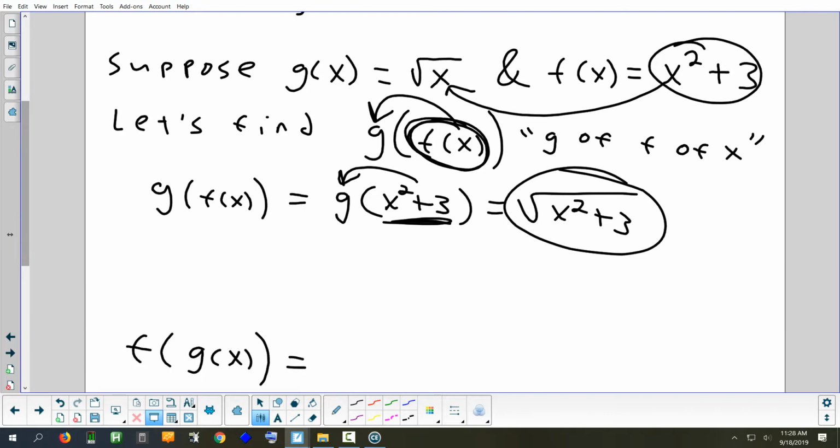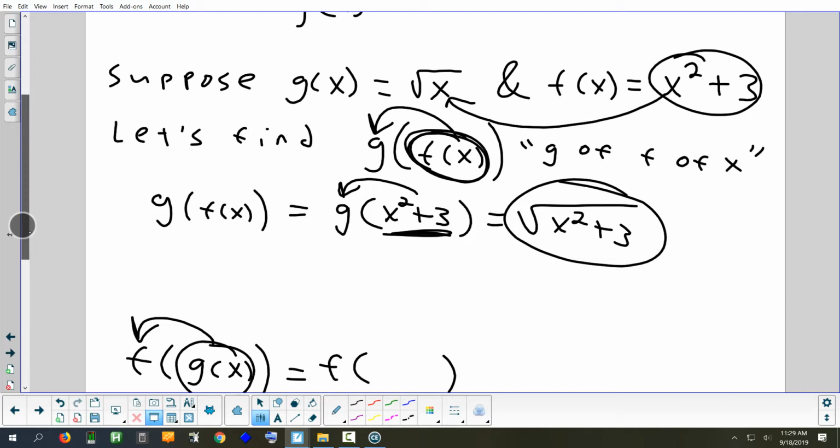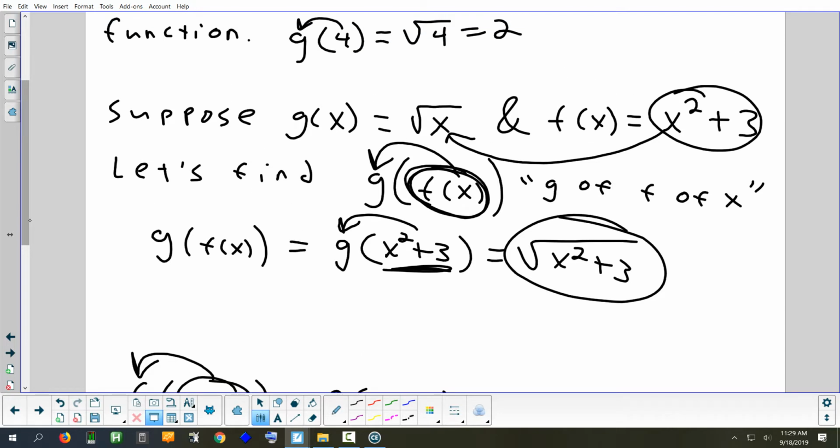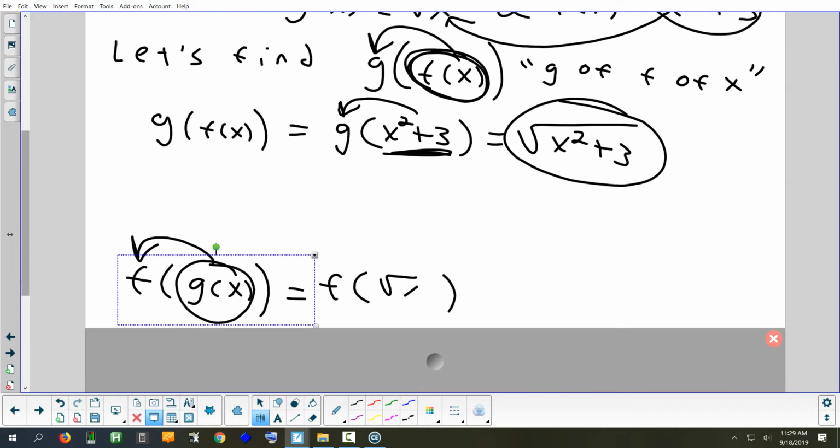Now let's do it the other way. Instead of g of f, we're going to do f of g. You might think, well, what's the difference? It's the opposite. You're going to take function g and plug it into f. Okay, so let's look up what function g is first. What is function g? It's the square root of x. So g of x is the square root of x. So now what that says is in formula f, replace all your variables with that.